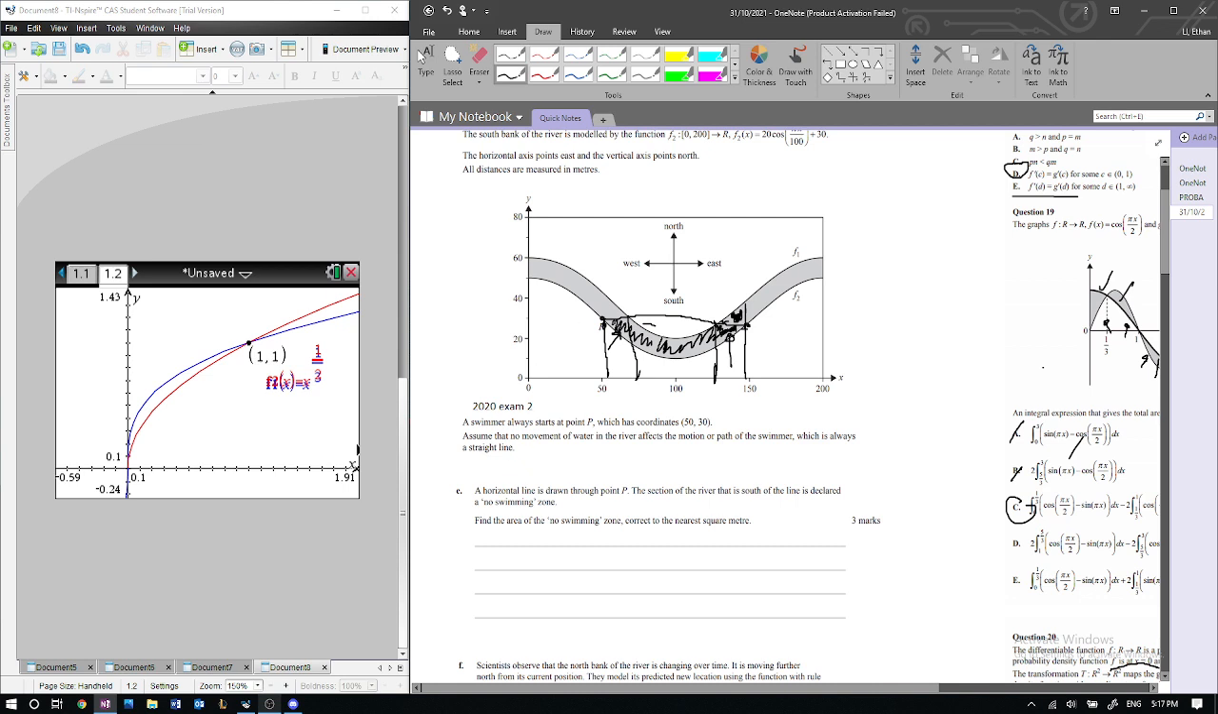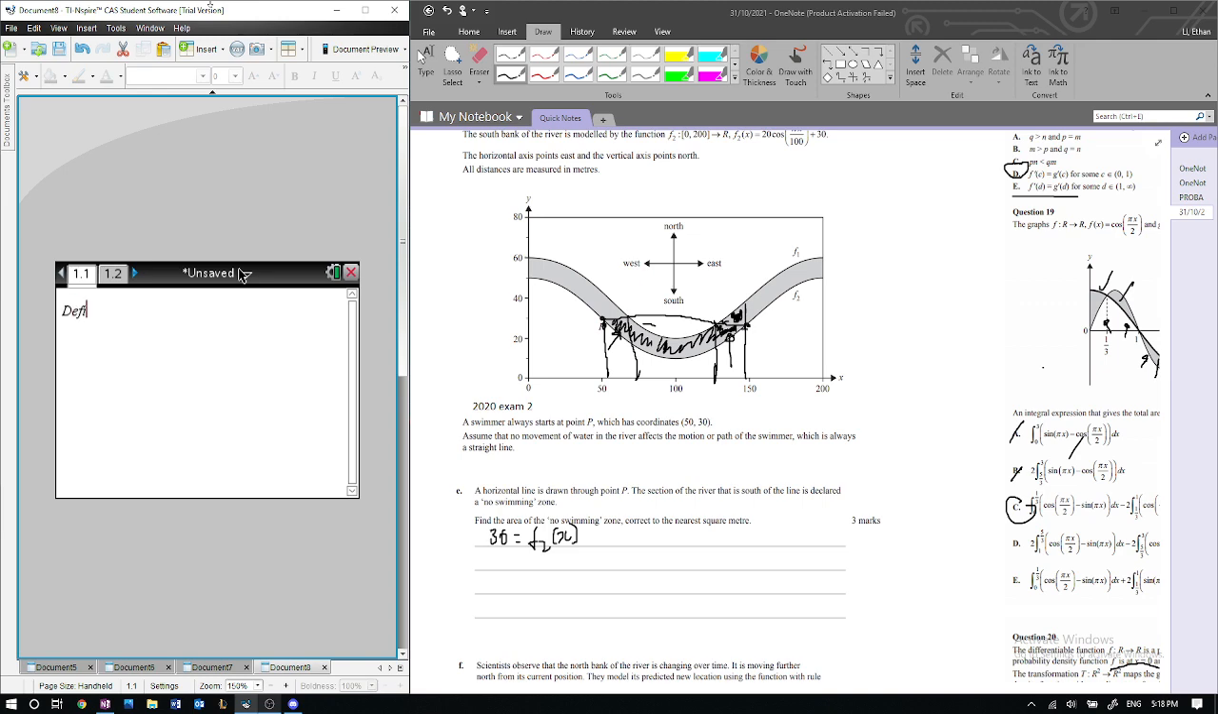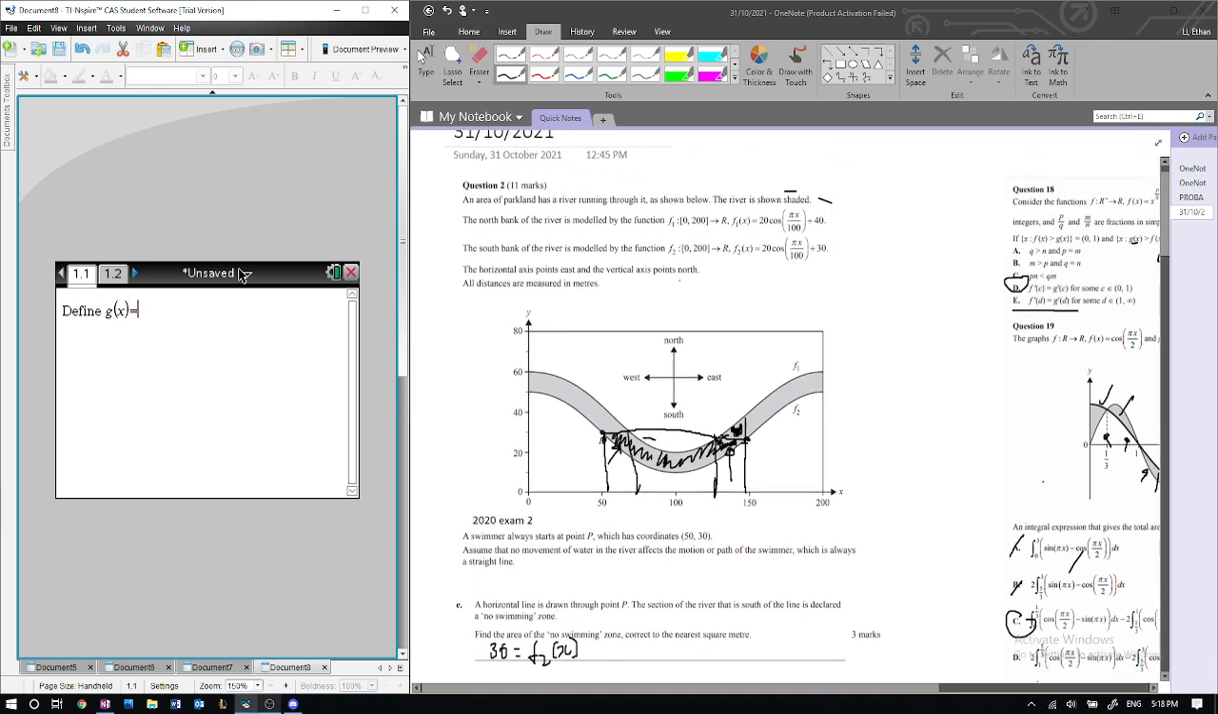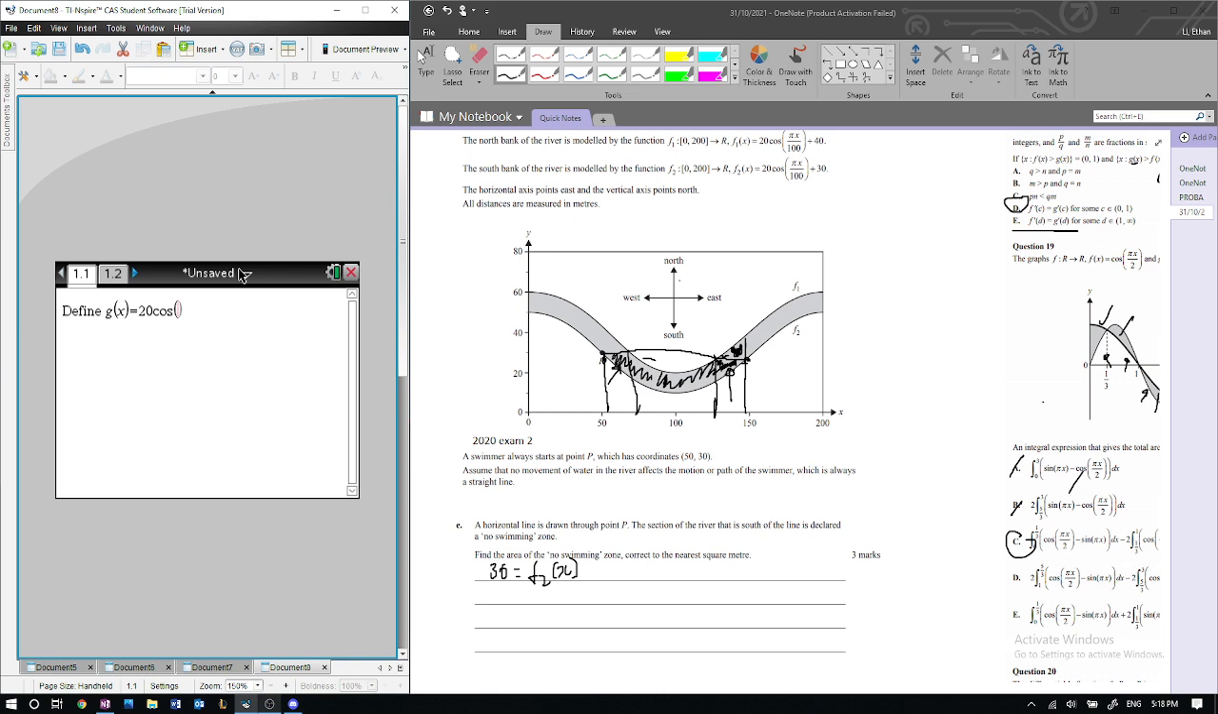So first of all, you've got to find the terminals, and the terminals would be, so the y coordinate of P is 30, so you just do 30 is equal to f2 of x, and let me just define that real quick. I'll call f2 of x g of x because you can't do f2 of x on the calculator. Okay, and then you can solve 30 is equal to g of x for x.